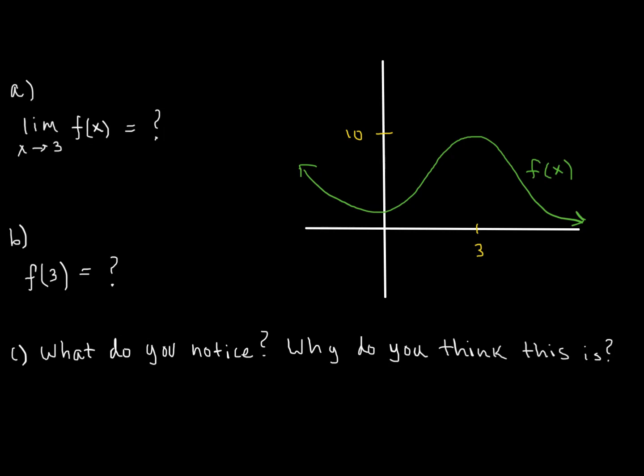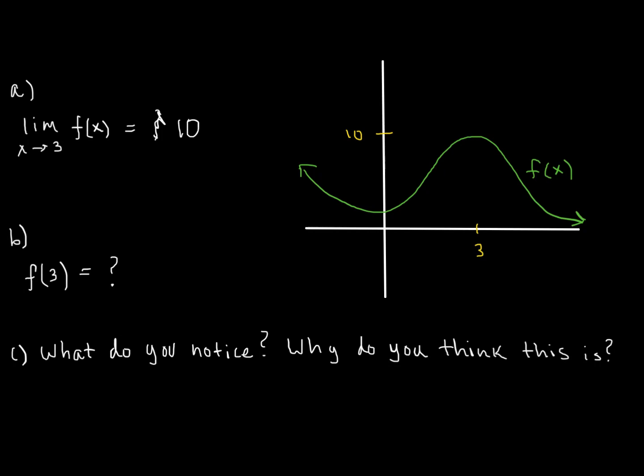Alright, so first off, we're going to evaluate the two-sided limit of f of x as x approaches 3. With the graph, what we have to do is look at, as we get closer and closer to 3 from the left and closer and closer to 3 from the right, are the limit from the left and the limit from the right equal? As we approach from the left, we see that the function approaches a value of 10, and as we approach from the right, the function also approaches a value of 10. And so the limit as x approaches 3 of f of x is equal to 10.